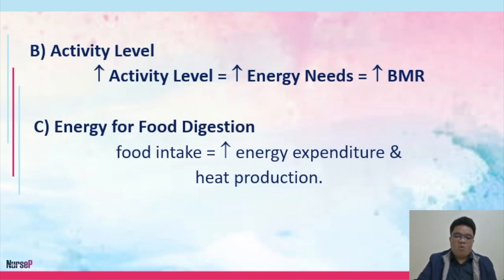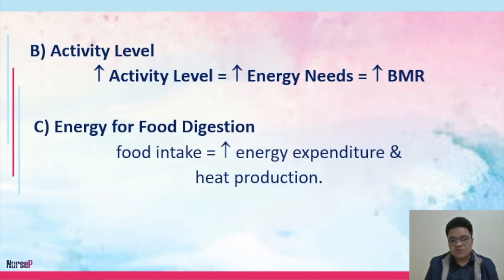Activity level. Once the activity level of our patient is increased, you would expect that there will be an increase in the energy needs. Hence, there will also be an increase in the basal metabolic rate of the patient. So if we are talking about patients who have been engaged in athletics, who have been engaged in gym activities, you would expect that the basal metabolic rate of these patients is increased.